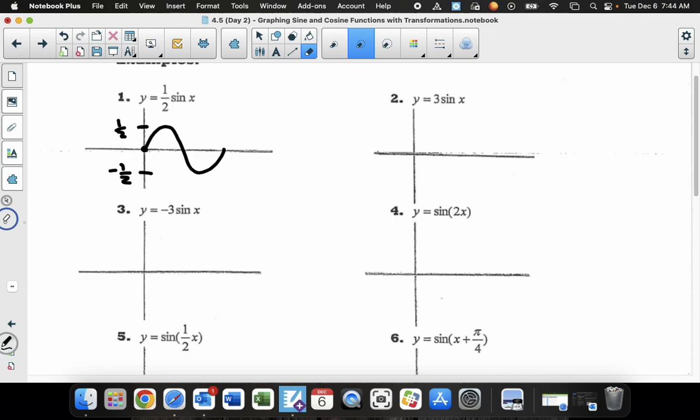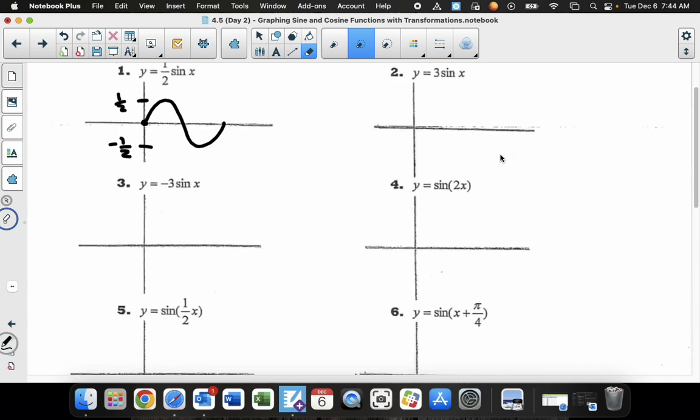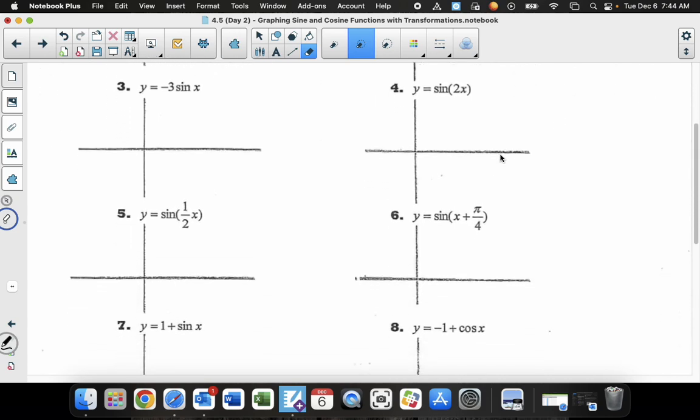What about number 2? What's the only difference? Amplitude again. Now we're going up to 3, down to -3. So now it'll be a much steeper wave. Okay? What about number 3? I haven't technically talked about this, but we've talked about it in general before. The fact that that's negative, well, what effect would that have on the actual graph?